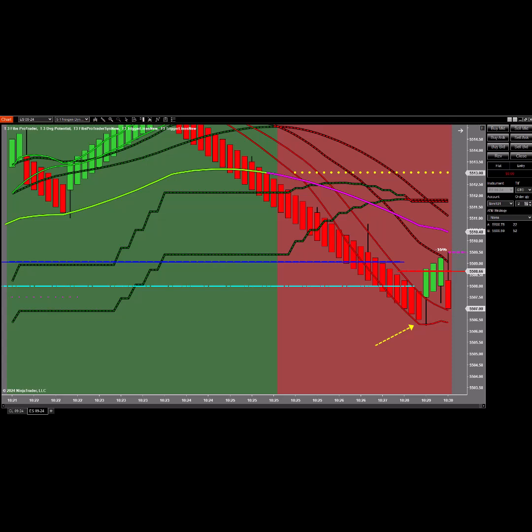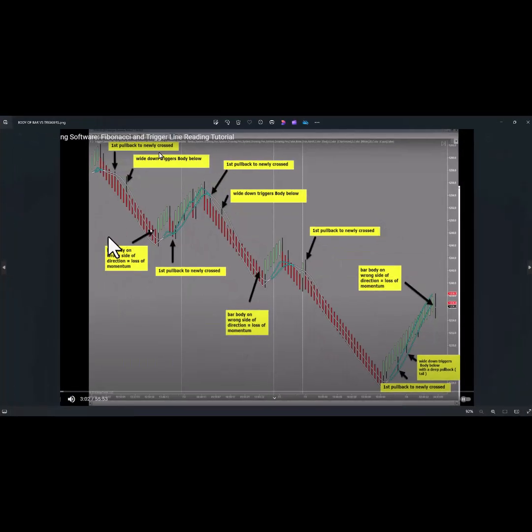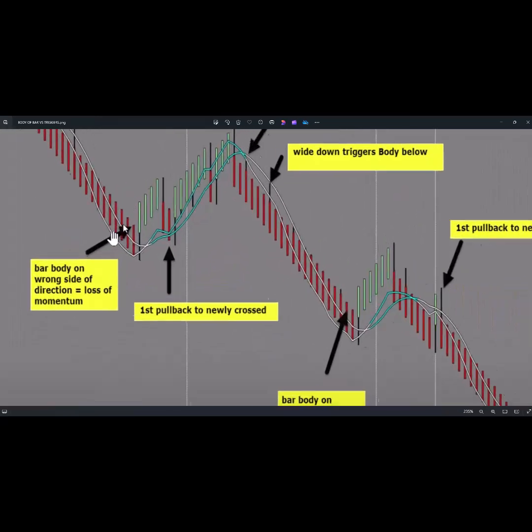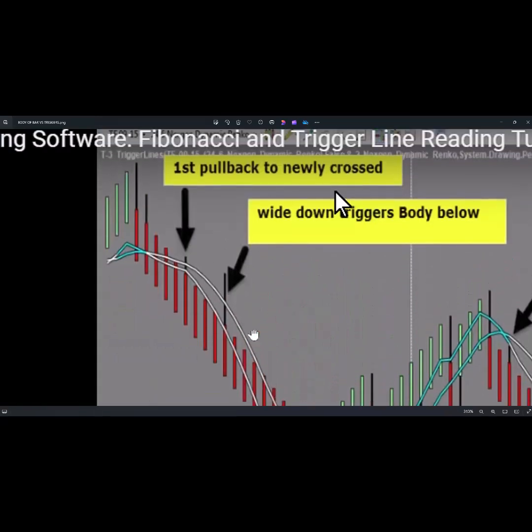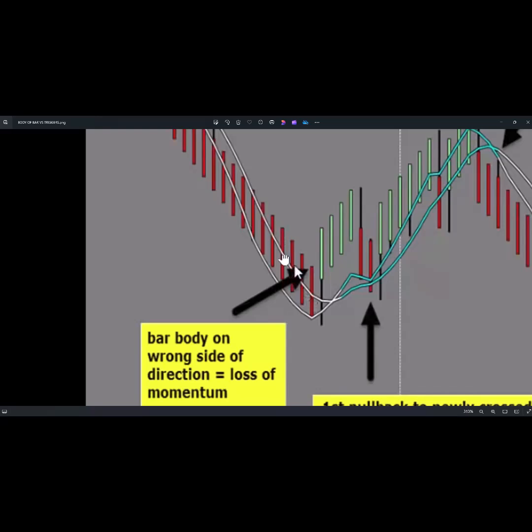I'll go back to 10 years ago. The price bars, location. The body of the bar has to be below the trigger. The body of the bar has to be below. If it's inside, we're losing momentum. So it means they'll pull back a little more.